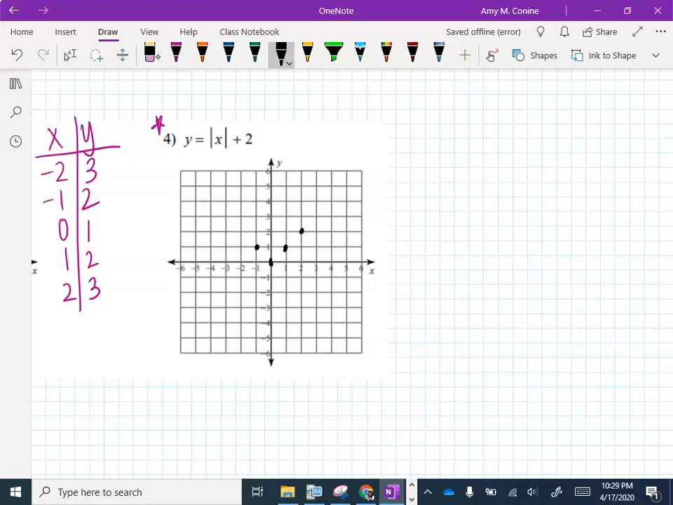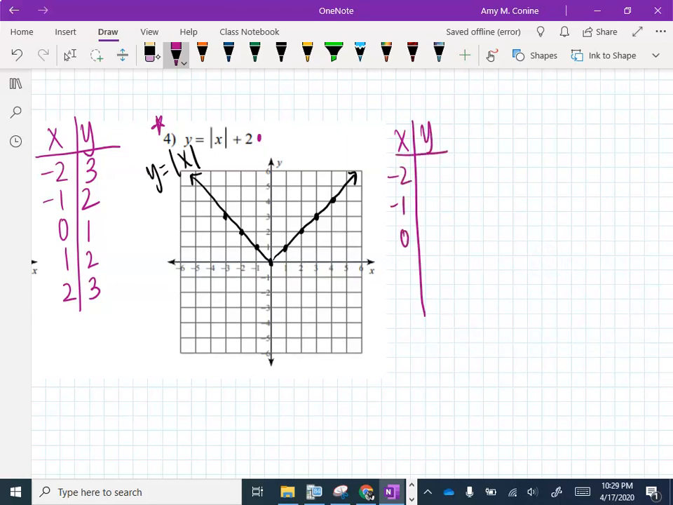So you've tried it on your own. So you should have your parent function right there. Again, you should always label, so somebody who isn't in this lesson, who's just looking at it later, could tell what that is. So if you plugged in your points, -2, positive 4, -1, 3, 0, 2, 1, 3.